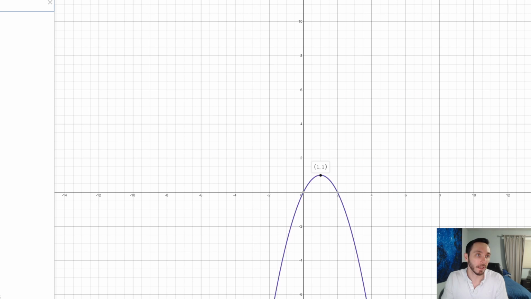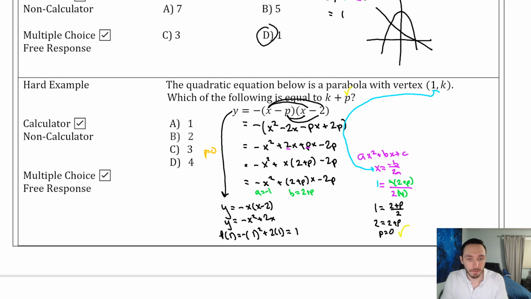We end up seeing that these are the same numbers. So what is my k equal to? K is equal to 1. So 1 and 0. What is 1 plus 0? It's 1. Was there a faster way? No.